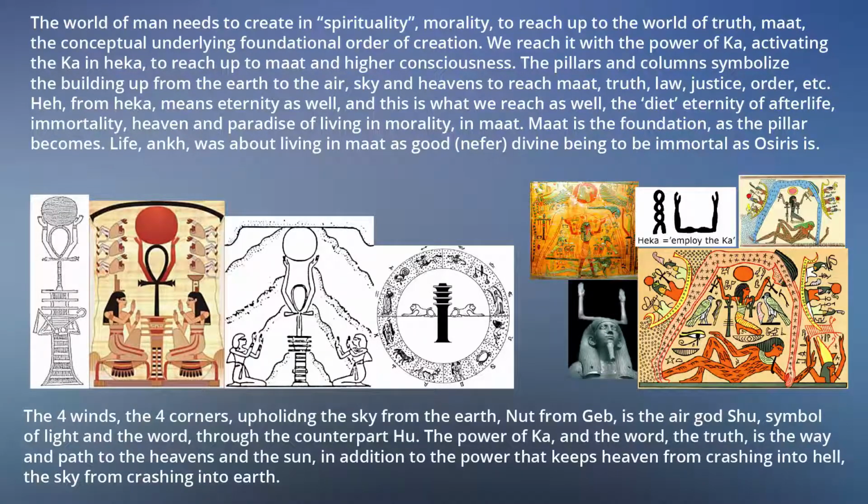It's all related. So life, Ankh, was about living in Ma'at as good, Nefer, a divine being, to be immortal as Osiris. So you need to be a divine being to be a true living, as I've mentioned. You had the power of the divine Ka, the Ka of the gods, which only the Pharaoh had originally. And that made you a living, and it made you eligible for the afterlife. But everyone else wasn't, because they weren't a living, because they didn't have this divinity in them, this divine Ka. Only the Pharaoh had it and could uphold living in truth and justice of Ma'at. But it's all social engineering belief systems to indoctrinate and manipulate, control a populace.